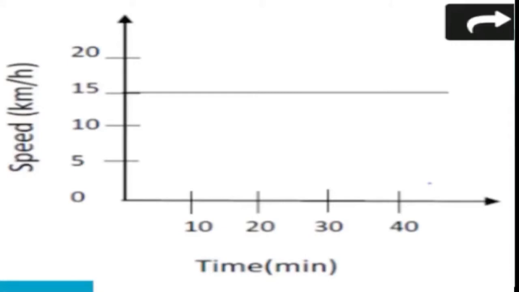So students, for example, this is a car. The car is moving with the same speed of 15 kilometer per hour. The car is not changing its speed. So with the passage of every 10 minutes, the speed of the car remains 15 kilometer per hour. The car is moving with the same speed of 15 kilometer per hour.